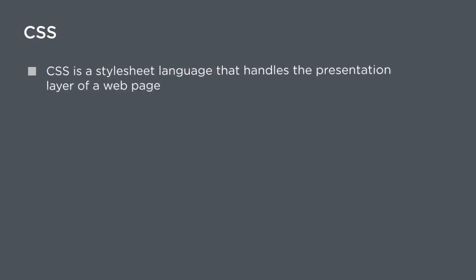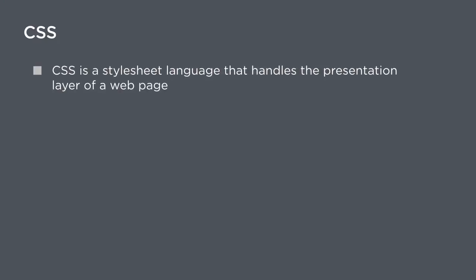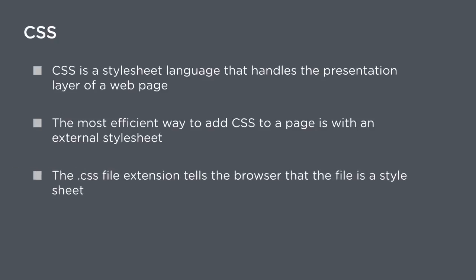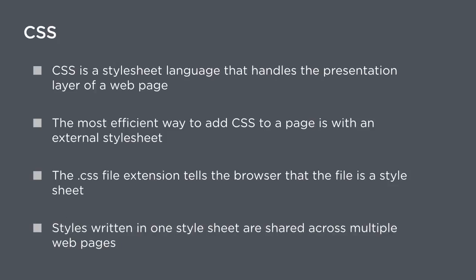So let's quickly review some of what we've learned so far about CSS. CSS is a style sheet language that handles the presentation layer of a web page. There are 3 different ways we can add CSS to a page, but the most common and most efficient method is with an external style sheet that's linked from the head of the document. And the .css file extension is what tells the browser that the file is a style sheet. The styles written in a style sheet can be shared across multiple web pages.